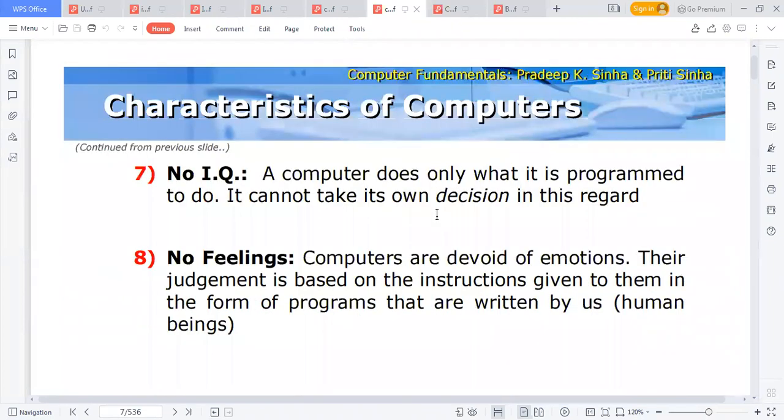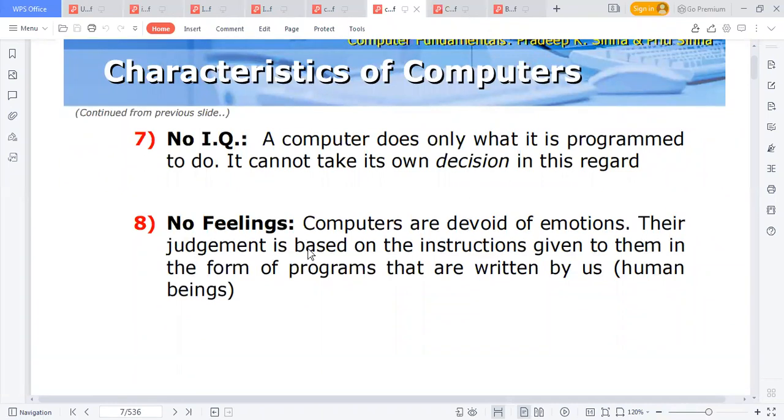No IQ. A computer does only what it is programmed to do. If you give any instruction, then the computer can carry it out, but on its own behalf it cannot generate anything itself. That means it cannot take its own decision in this regard. That means man is a higher thinker than the computer. Remember it.